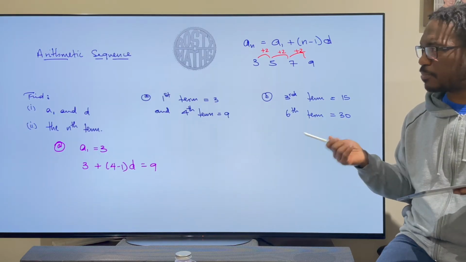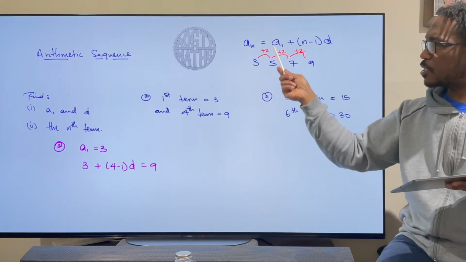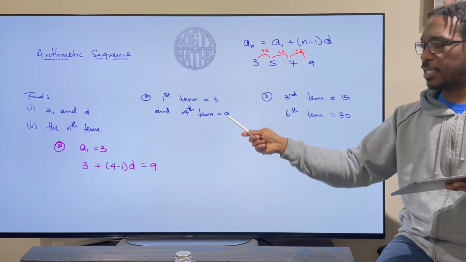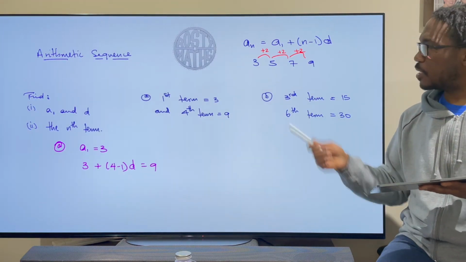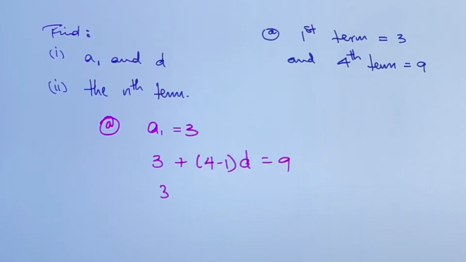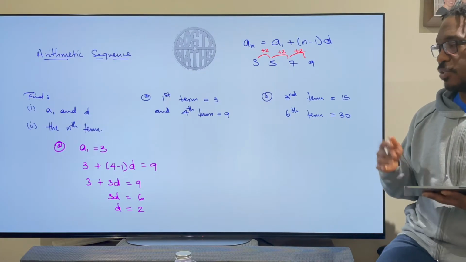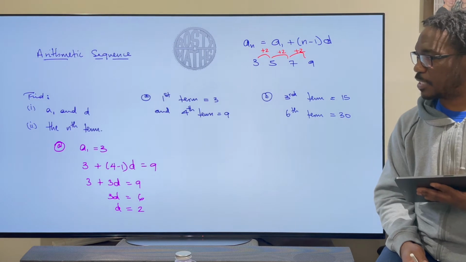How do I know it's 9? Because they told me the fourth term is 9. So when I put the numbers in here, it should equal 9. It's the fourth term. Now I just got to solve for d. So I'm going to have 3 plus 3d equals 9, and that's because 4 take away 1 is 3. That's where the 3d comes from. So anyway, the first thing I'm going to do is take away 3. So 3d is equal to 6. And then the last thing I'll do is divide by 3. So d is equal to 2. So I know that my common difference is equal to 2.